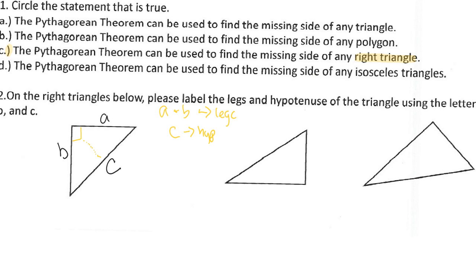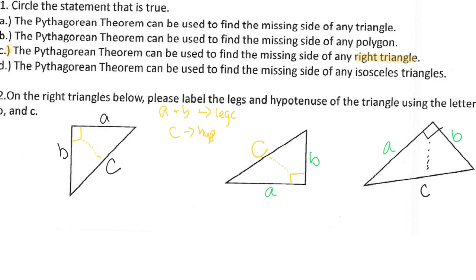It doesn't matter which one you label A or B. It could have been vice versa. Whichever one floats your goat. Okay? So one more time together, we're going to find the right angle. Opposite that is your hypotenuse. The other two are your legs. All right? Pause this and do the last one for me.